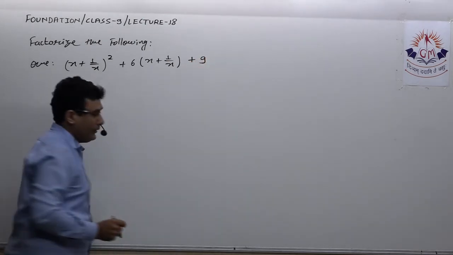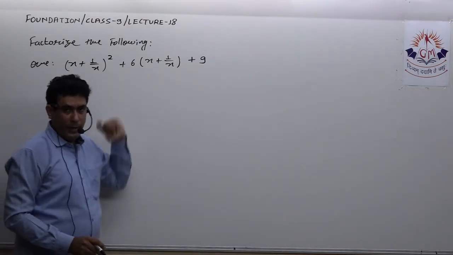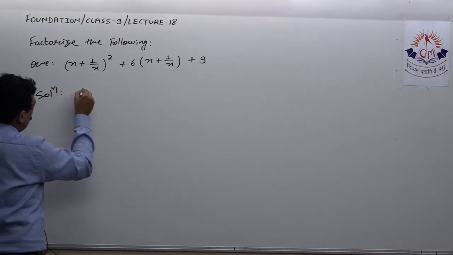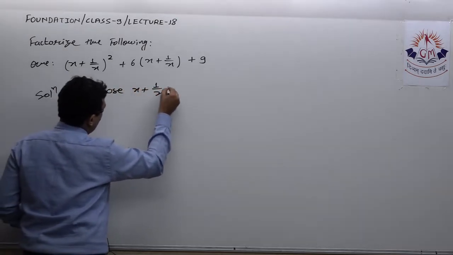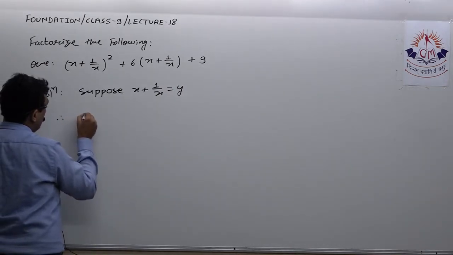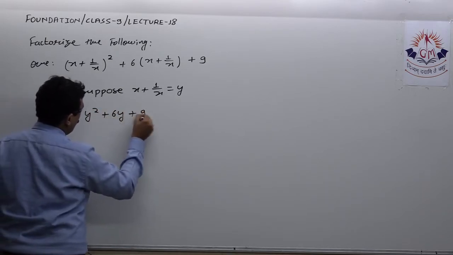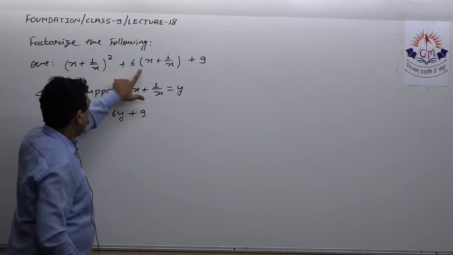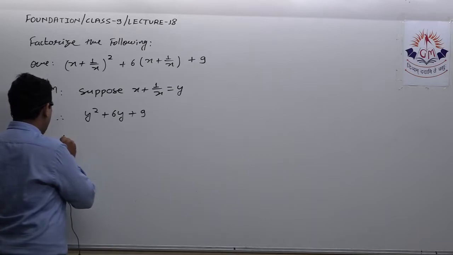Now this one is comparatively easier because here I can directly replace this x + 1/x with another variable. So let us see. Suppose x + 1/x = y. Therefore, I can write y² + 6y + 9. So this is the expression whose factors I have to find, by converting it into a quadratic expression.